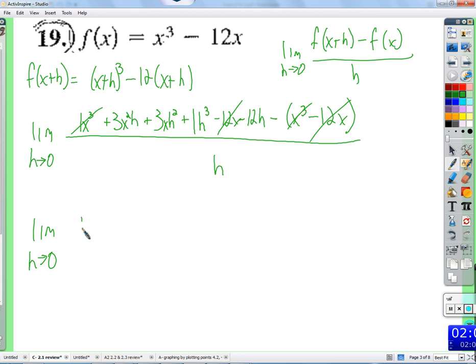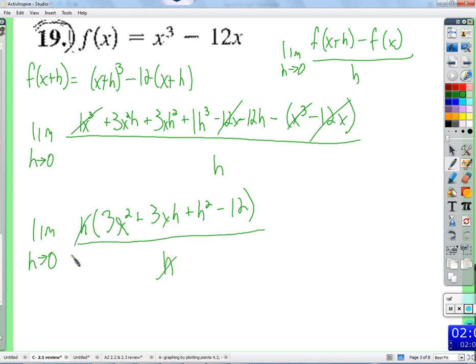Let's take that h out. We got 3x squared plus 3xh plus h squared minus 12, all over h. The h's cancel each other out. Let's just plug in 0 for h and we wind up getting 3x squared minus 12. These guys with h's just get multiplied by 0. They're gone.